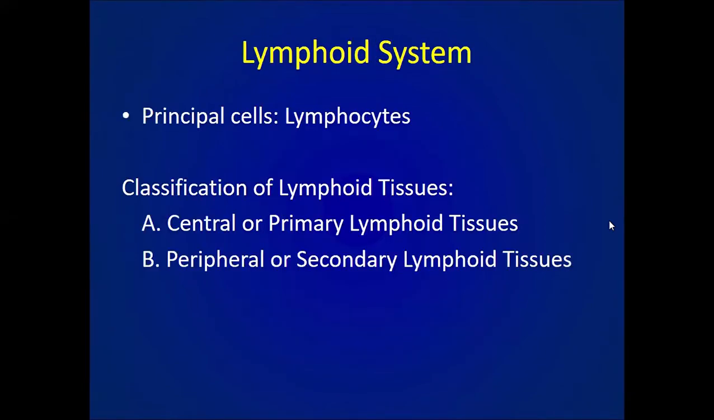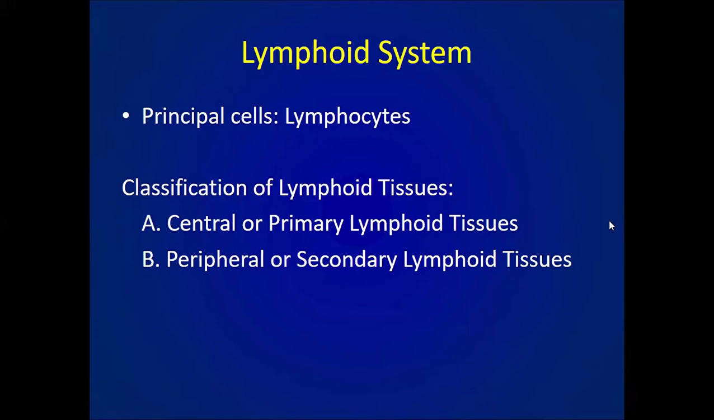Okay, so the last one is the lymphoid system. Of course, the principal cells are called the lymphocytes. I have mentioned earlier that there are two classifications of your lymphoid tissues. We have the primary and the secondary.